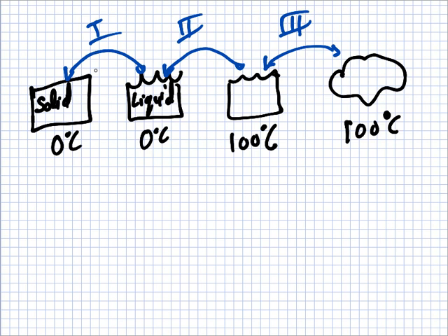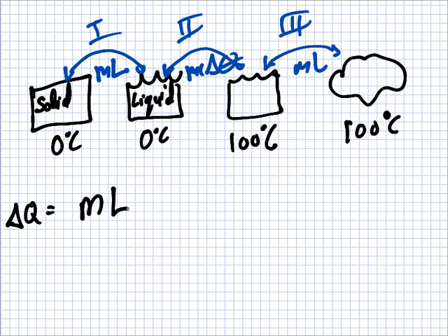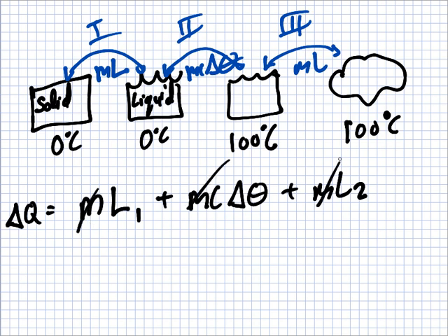So in this stage I need to use the formula ml. Here I need to use mc delta theta, and here I have to use ml. Okay. So the total energy will be ml1 plus mc delta theta plus ml2. There's two L's here. Okay. Now what's the m in this question? 1. So that's kind of nice, isn't it?